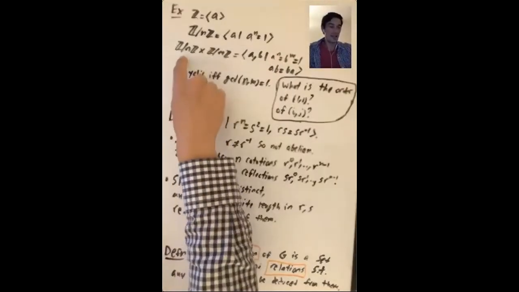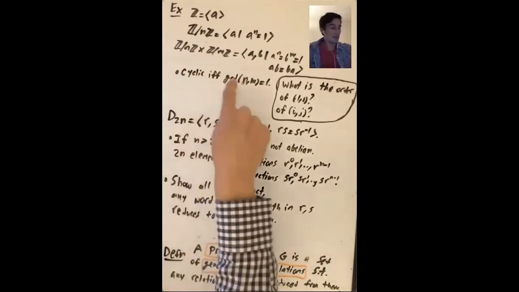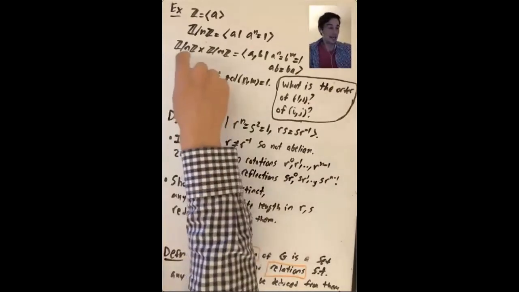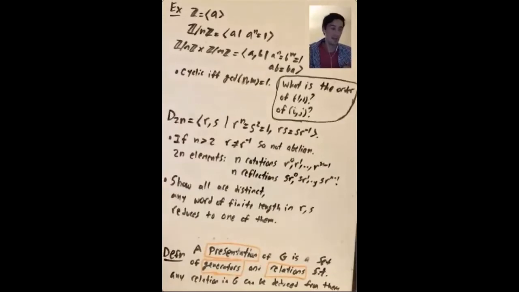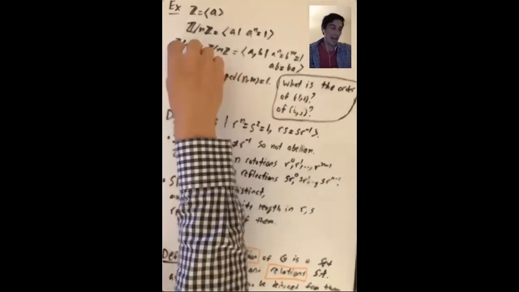So let me note that Z mod NZ cross Z mod MZ is cyclic sometimes. It's not always cyclic, but it's cyclic if and only if GCD of N and M equals 1. It's a good exercise to write out a full proof of this, but one sort of key idea is, what is the order of (1, 1)? Like, what is the smallest number of times you need to add (1, 1) to itself to get (0, 0)? Well, if that's the identity, then the number of times you added (1, 1) to itself must be divisible by N and by M.